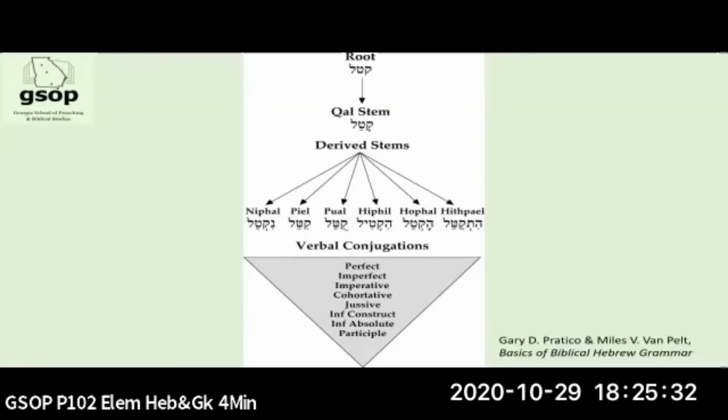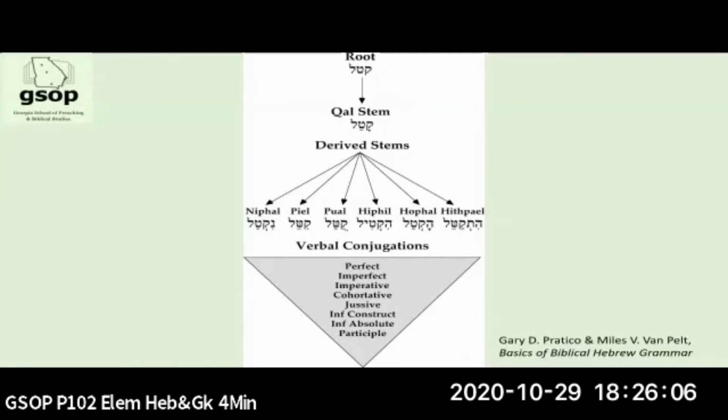The two that weren't on our list before are the cohortative and the jussive. I forget exactly how those are used. I haven't used it in a long time, so I'll look it up next time and make sure I know. But any one of those seven stems, binyanim, can have, not in every case, a variety of these conjugations. And that's what makes it look so complex, because you have a lot of variables.